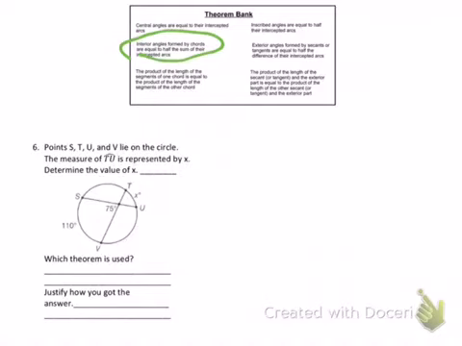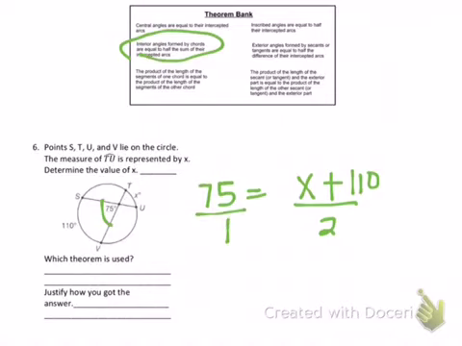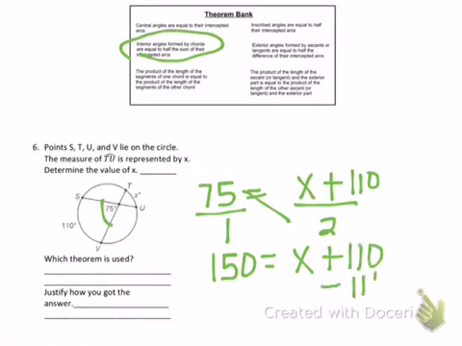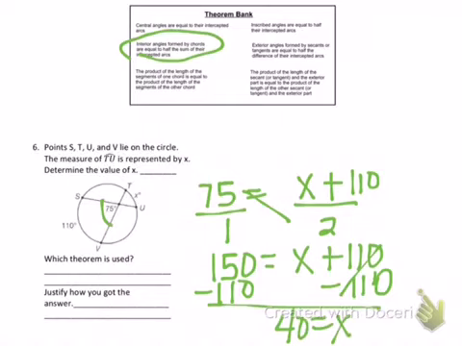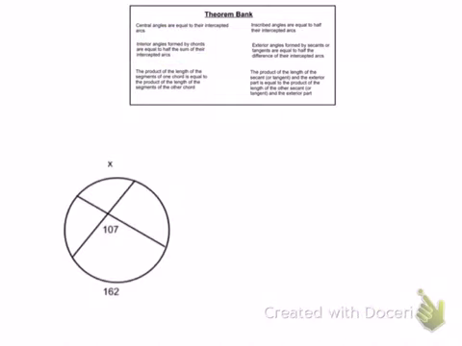So the angle, I know, is 75 degrees, and that's equal to half, which means I divide by 2, the sum of the arcs. So the arcs are x and 110. To me, the easiest way to do it is to make it a proportion. When I cross multiply, 75 times 2 is 150, and 1 times x plus 110 is x plus 110. If I use the subtraction property of equality to solve for x, I subtract 110 from both sides. So 40 equals x. You work this one.